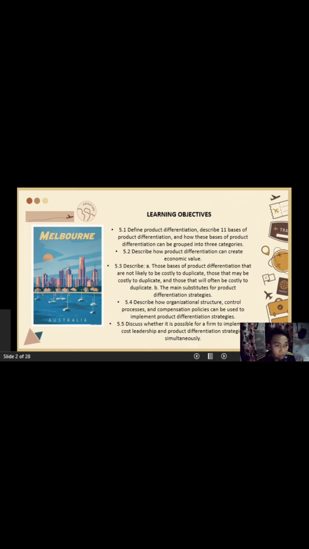The main substitutes for product differentiation strategies. And next, 5.4, describe how organizational structure, control processes, and compensation policies can be used to implement product differentiation strategies. And lastly, discuss whether it is possible for a firm to implement cost leadership and product differentiation strategies simultaneously.